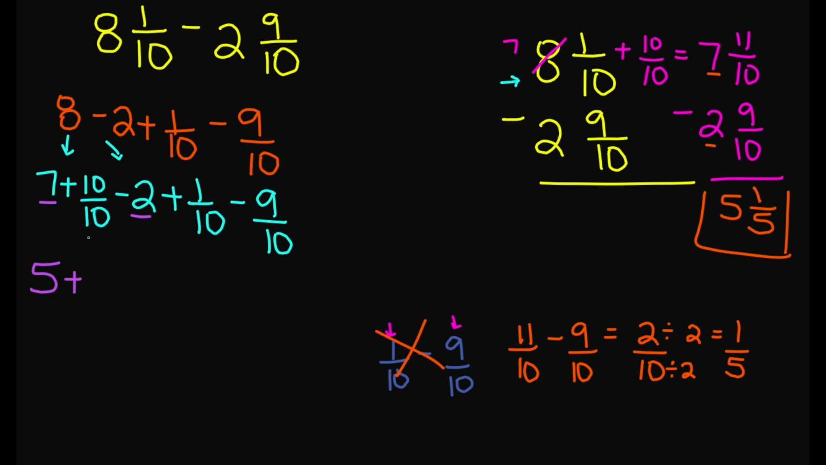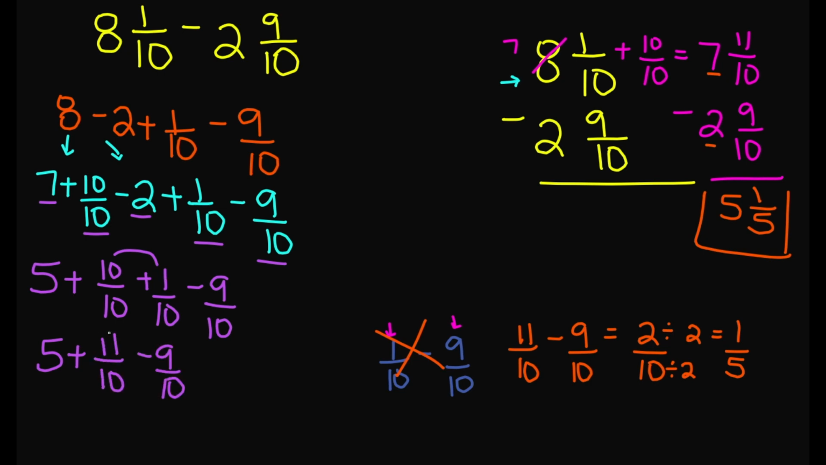And then we have 10 over 10 plus 1 over 10 minus 9 over 10. So we have 5 plus 10 plus 1. This is 11, because since my denominators are the same, I can just go from left to right. So 10 plus 1 is 11 over 10. And then we're going to do 11 over 10 minus 9 over 10. So you have 5 plus 2 over 10. And when you combine this, you're going to get 5 and 2/10. However, when you are simplifying that 2/10, you're going to get 5 and 1/5.